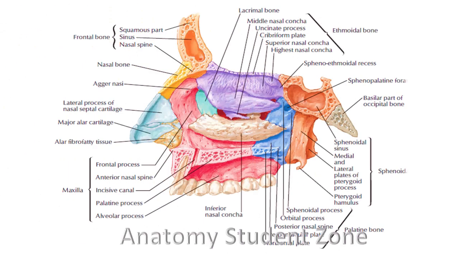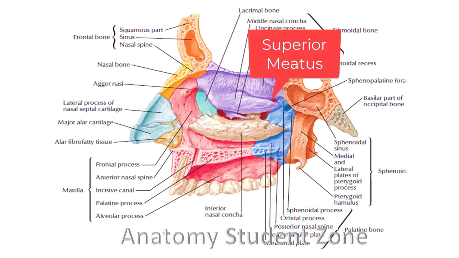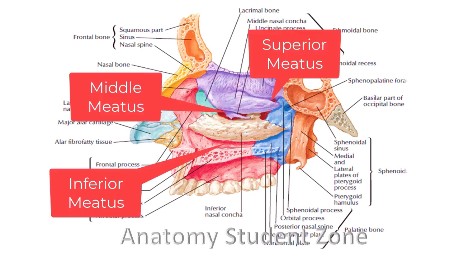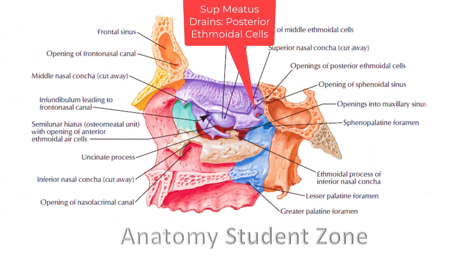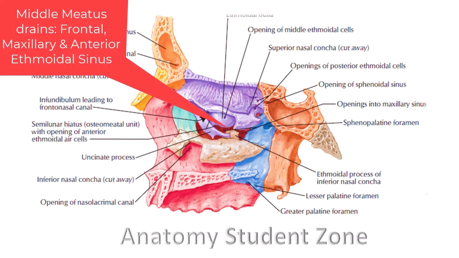Like we have three concha, superior, middle, and inferior, we also have three meatus: superior meatus, middle meatus, inferior meatus. And as I told you, these meatus are passages for sinus drainage, meaning they drain the sinuses, which are frontal, ethmoidal, sphenoidal, and similarly maxillary sinus. The superior meatus drains the posterior ethmoidal sinus. The middle meatus drains the frontal, maxillary, and anterior ethmoidal sinus by means of the osteomeatal complex.